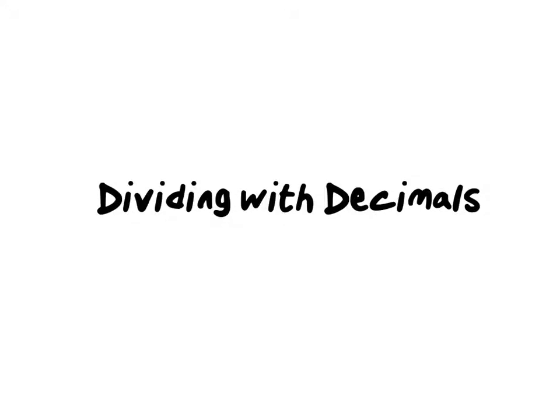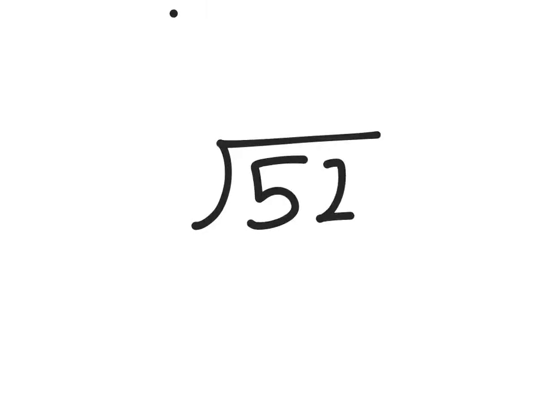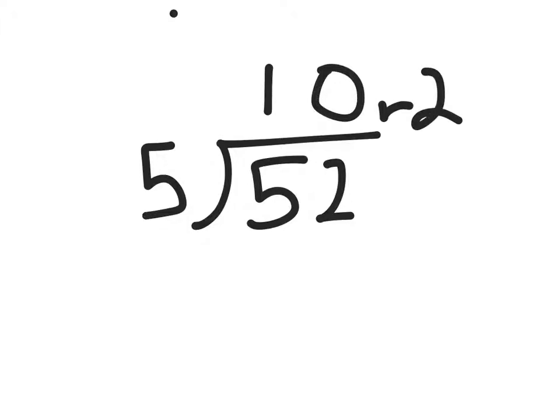Dividing with decimals. How would you go about solving this question? 52 divided by 5. If you know your 5 times tables, you know that 5 goes into 52 10 times, but there would be a remainder of 2. You'd have 2 left over.